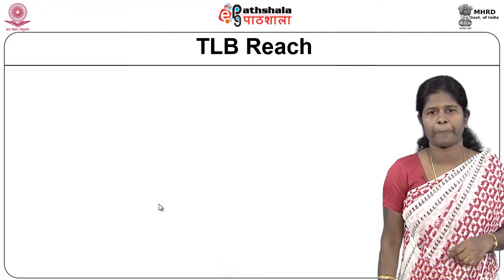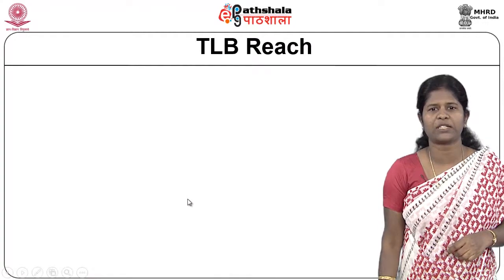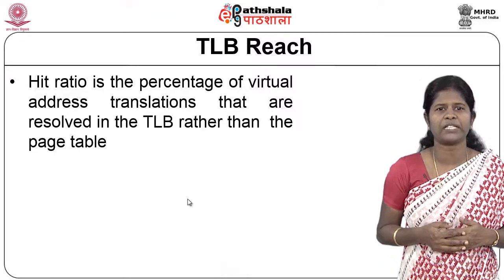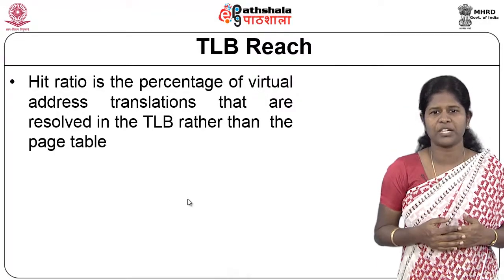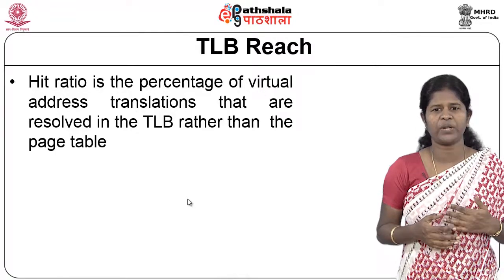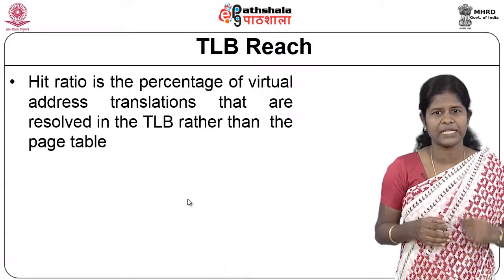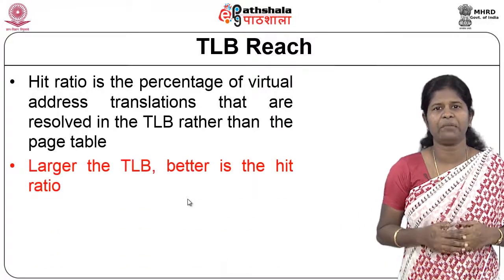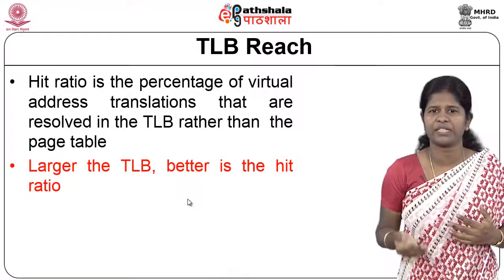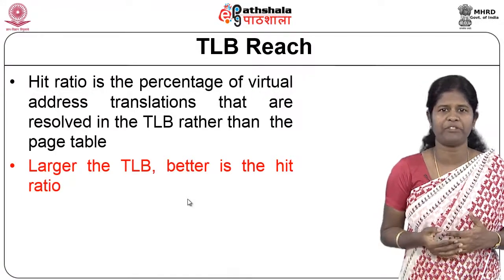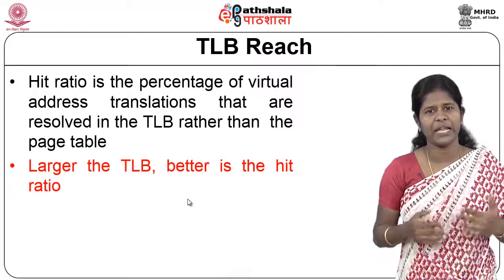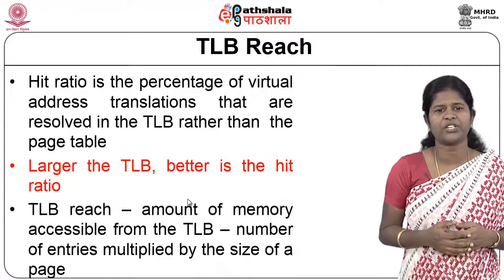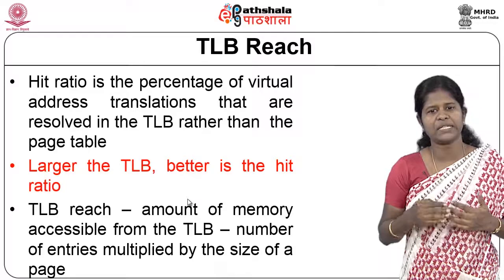And the next issue that we need to look at is called TLB Reach. We have already learnt about a metric called the hit ratio. What is hit ratio? It is the percentage of virtual address translations that are resolved in the TLB rather than looking at the page table. So, you get a lot of TLB hits if you have a lot of page table entries in the TLB itself. Now, if the TLB is larger in size, then you have more entries in the TLB and hence the hit ratio is better. Now, what is TLB reach?